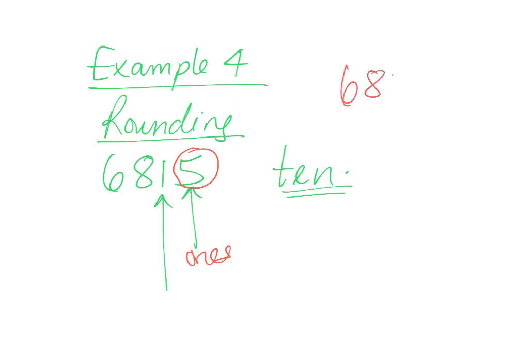So we know we can move on to 6820 because this number is equal to or greater than 5. That's how we deal with rounding.